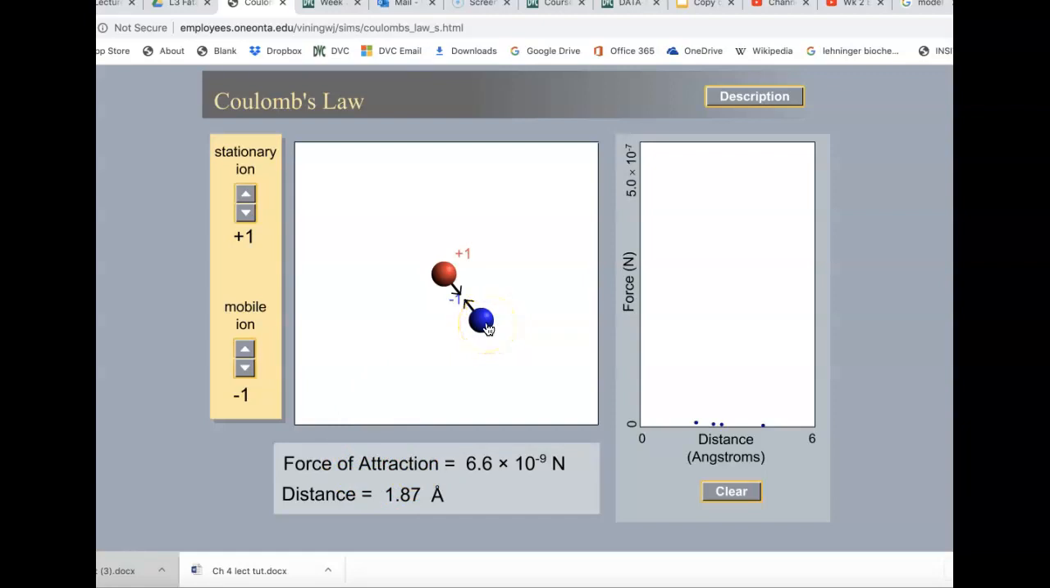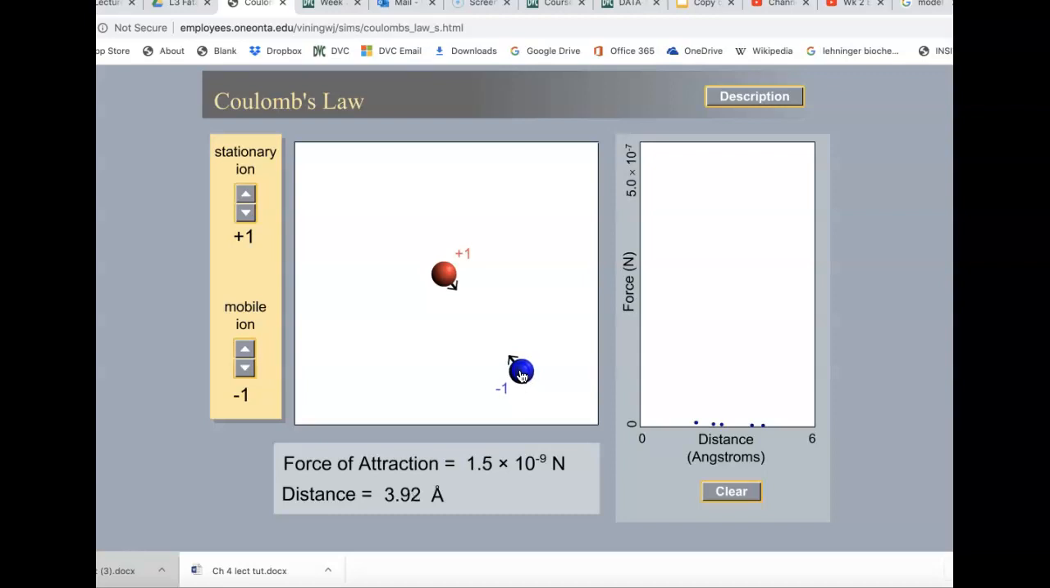Now I want to see what happens when I pull these charges further apart. Is there going to be more attraction or less attraction? You can watch the size of the arrows to tell. So I'm pulling apart, look at those arrows. They're getting smaller and smaller. Okay, look at the number here. It was 6.6 and now it's 1.6. So as I pull charges apart, you can even think about if you were pulling magnets apart, the further away those magnets are from each other, the less attraction or repulsion they would feel. And that's the same with charges.